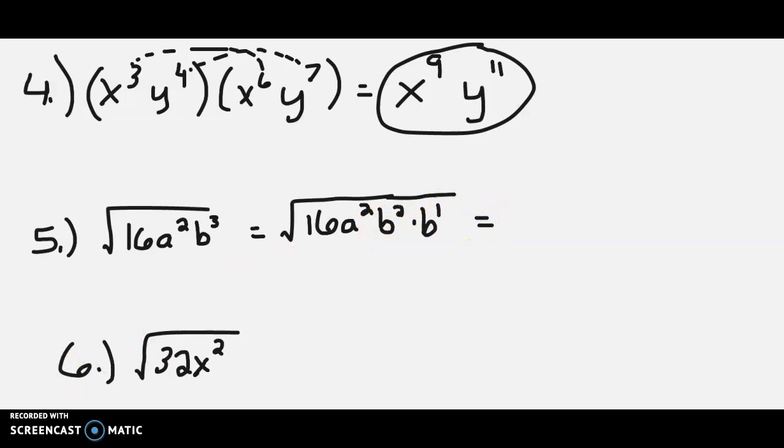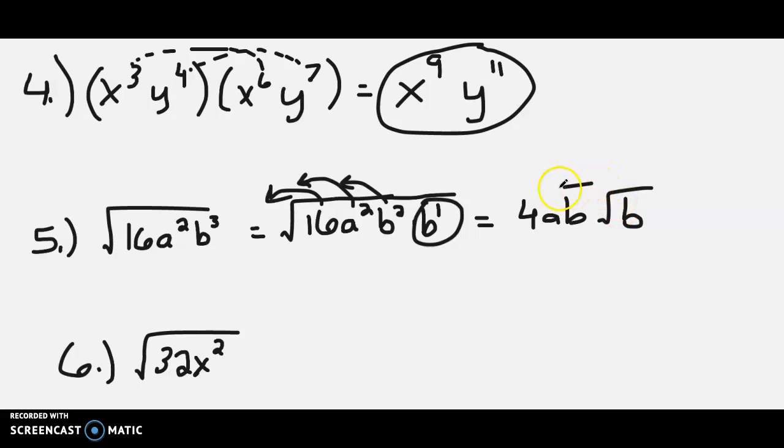So we can take the square root of 16 and we'll put it out in front. That's 4. We'll take the square root of a squared and put it out in front. That's just a. Square root of b squared is b. And then we still have this b left inside the radical. So the final simplified answer here is 4ab radical b, or square root of b if you want to say it. On number 6, 32 is not a perfect square.